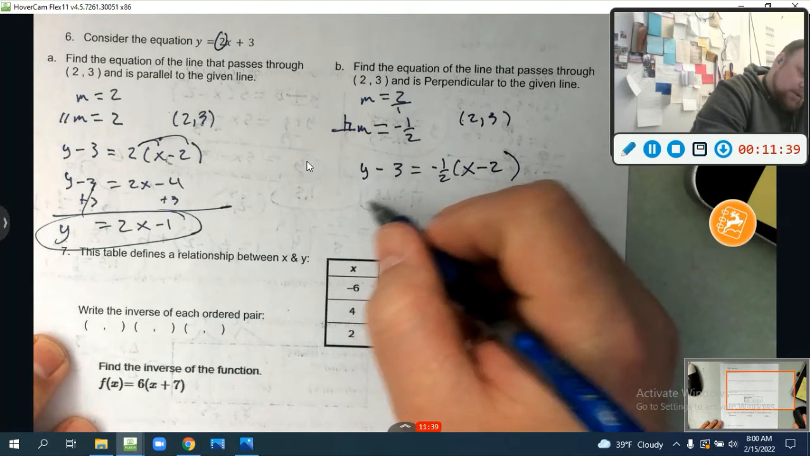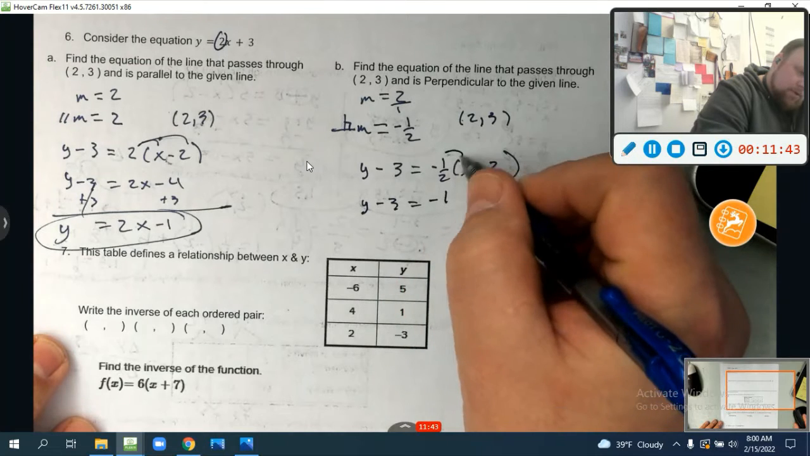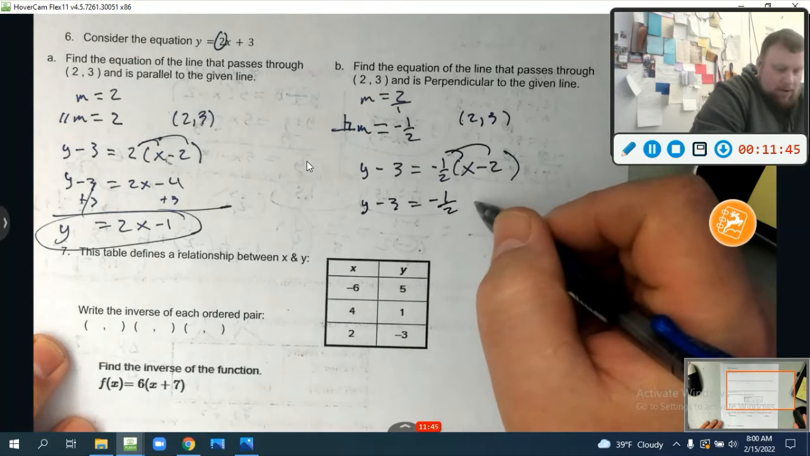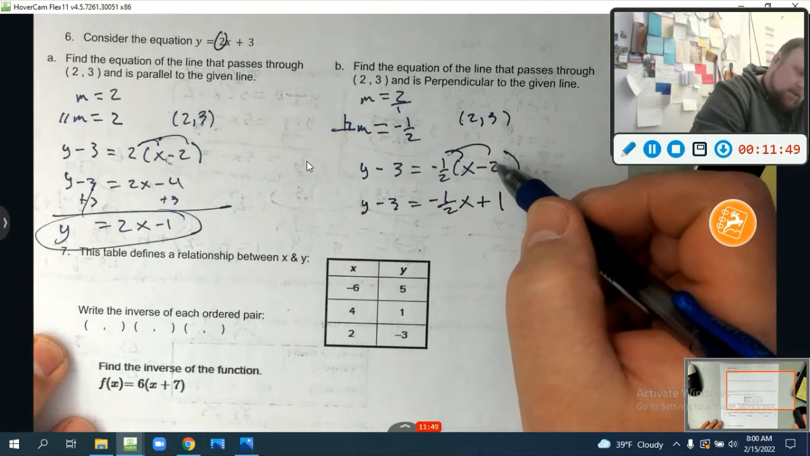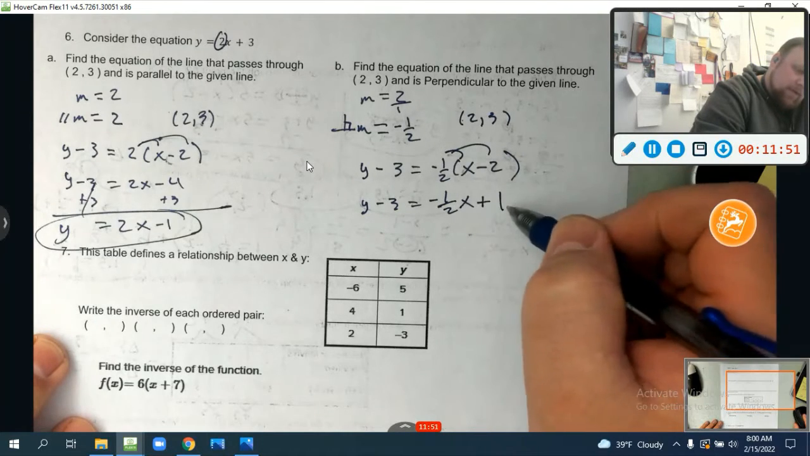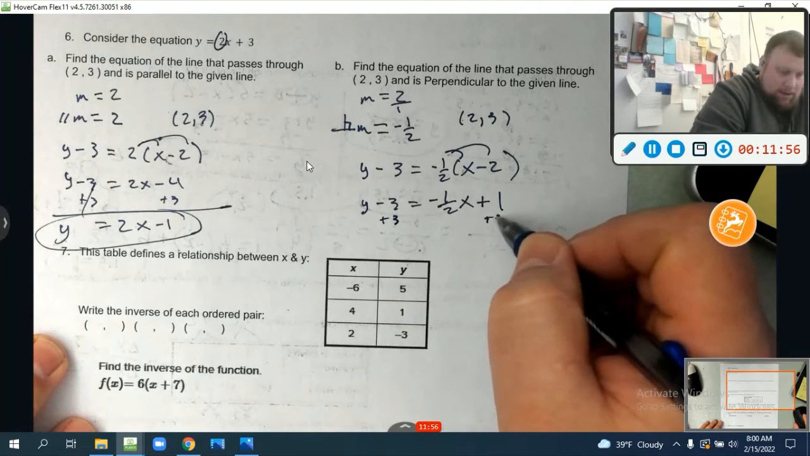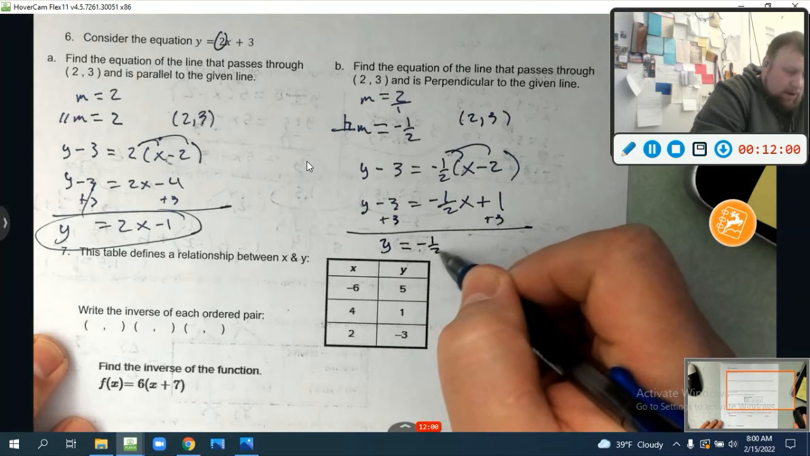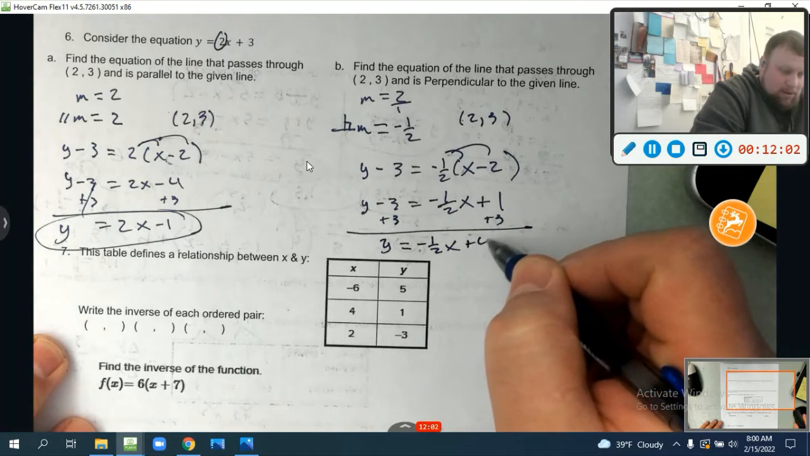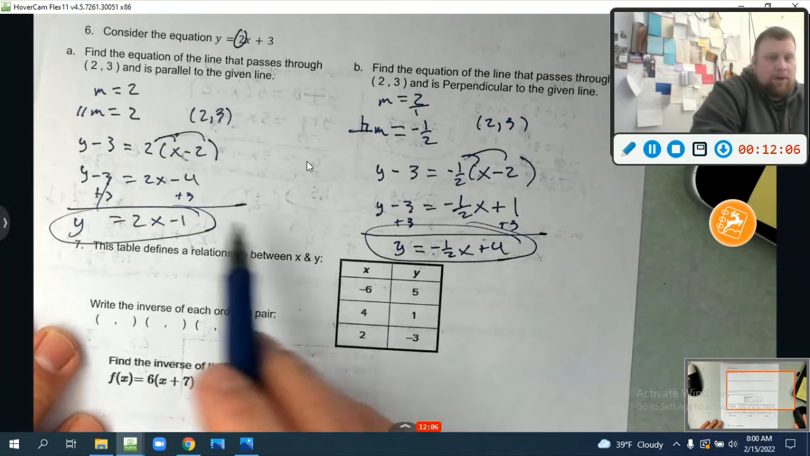Which, again, will equal y minus 3 equals negative, because I got to distribute, 1/2 x plus 1, because negative 2 times negative 1/2 is 1. All right, add 3 to both sides, and I get that y equals negative 1/2 x plus 4. Boom. So this is the line with a perpendicular slope, and this is the line with a parallel slope.